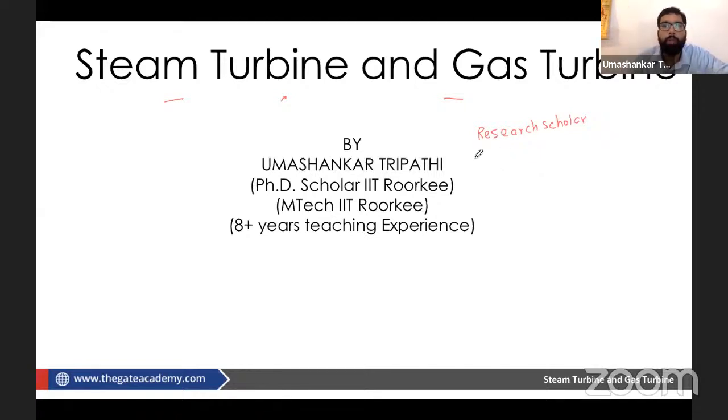Before joining the PhD program, I completed my M.Tech from IIT Roorkee itself. To get admission there, I gave GATE 2014, in which I got 65.66 marks and an all India rank of 916. Again in GATE 2015, I got 77.02 marks with an all India rank of 643. For the last 8+ years, I have been teaching with the GATE Academy in its various centers across India. As you know, we have 50+ centers across India.